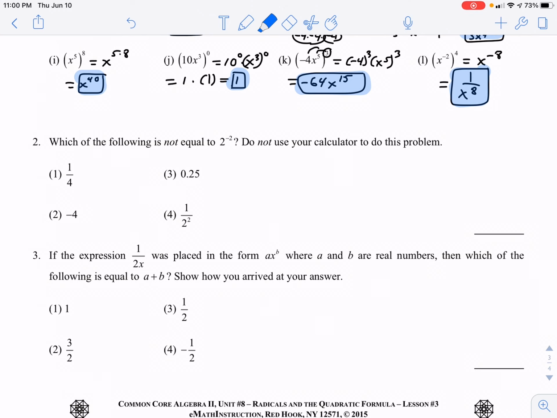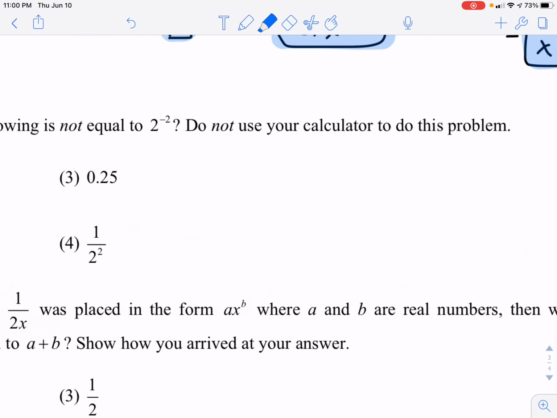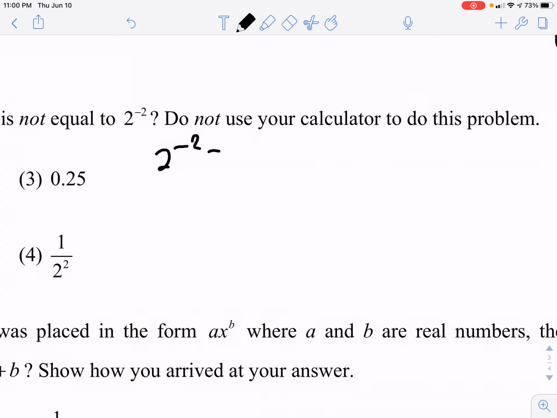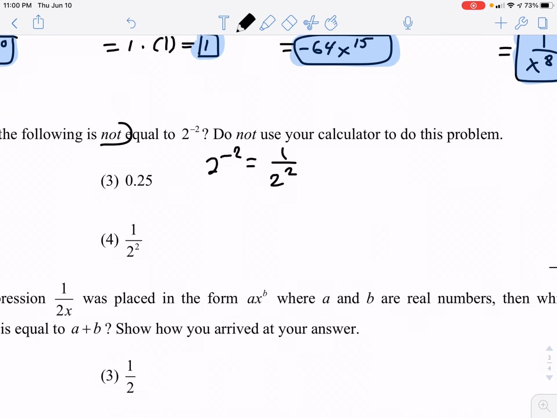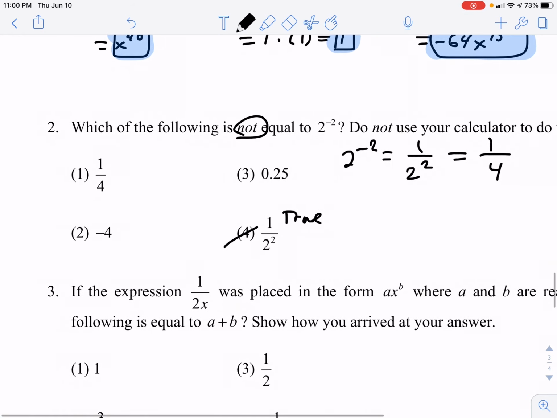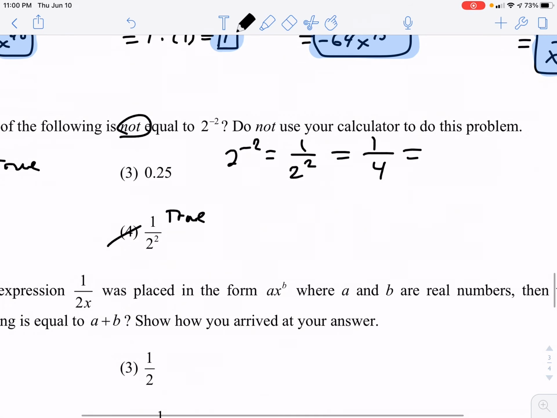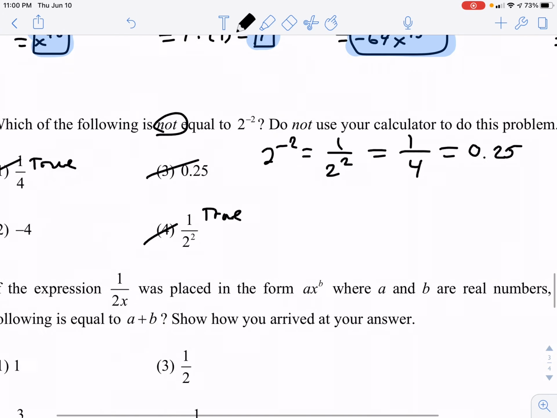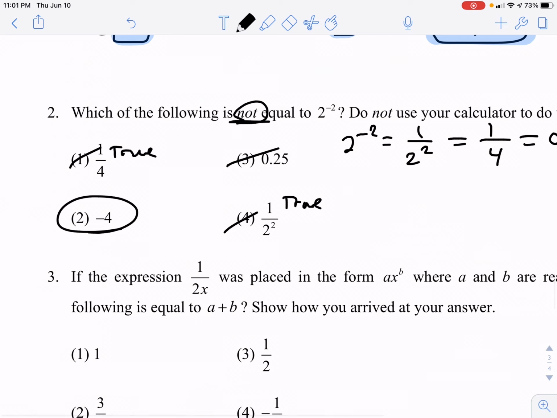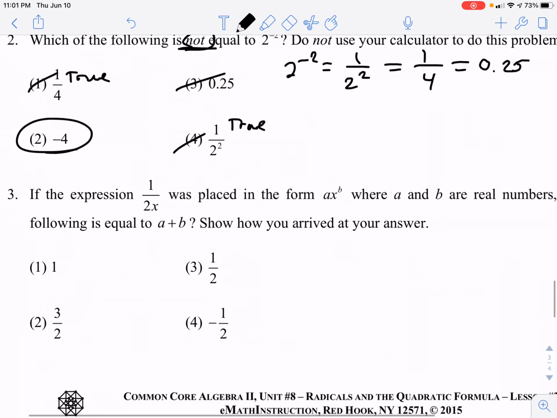Number 2, which of the following is not equal to 2 to the negative 2 power? Do not use a calculator to do this problem. Well, 2 to the negative 2 is the same as 1 over 2 to the positive 2. So remember, we want which is not. Well, that's true right here, so this one's out. That's also the same as 1 over 4, because 2 squared is 4, so that's out. 1 over 4 is the same as 0.25, so that's out, making this the only one that's not equal to 2 to the negative second power.